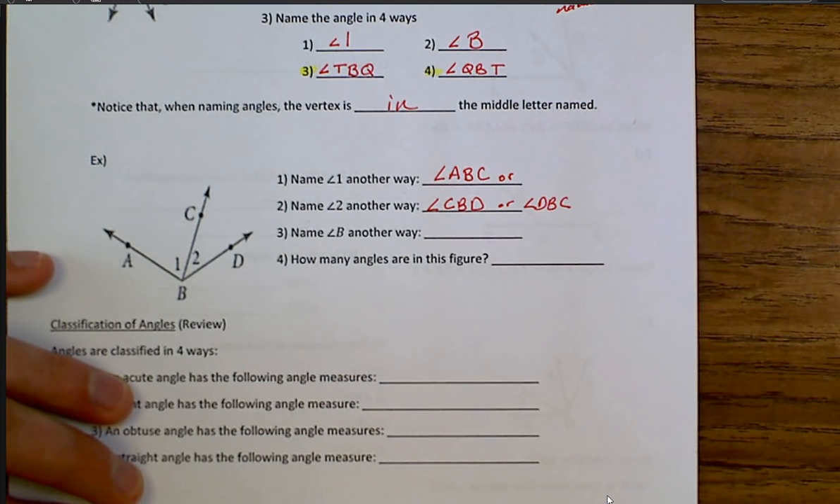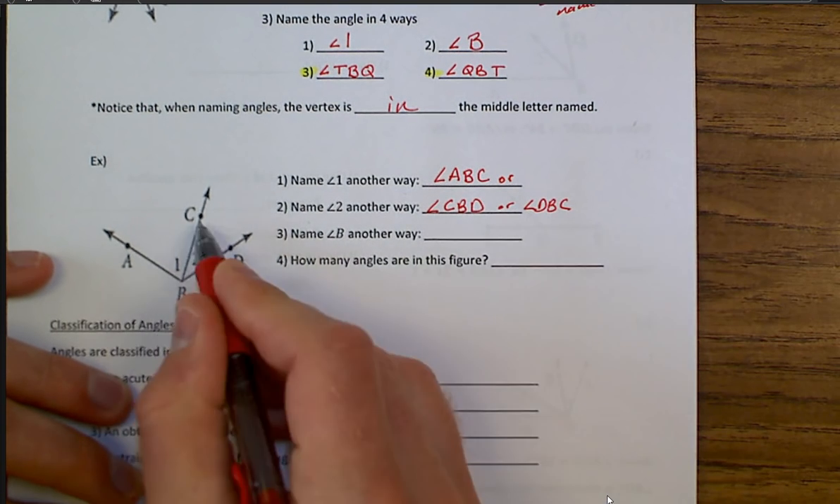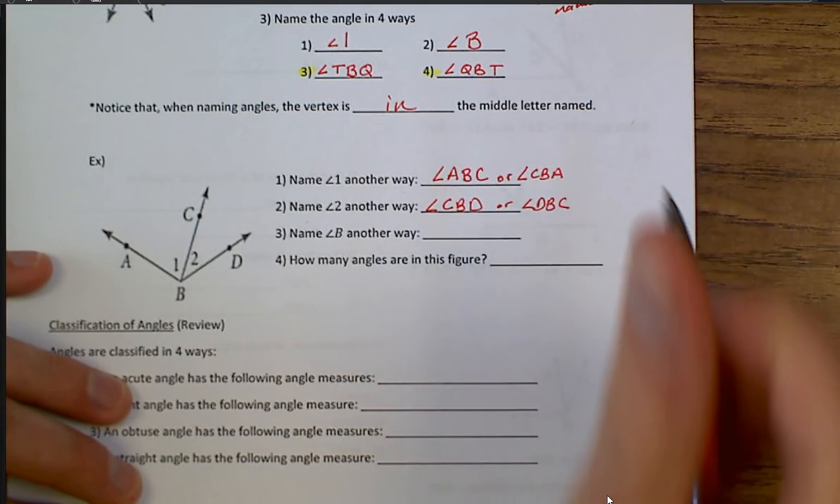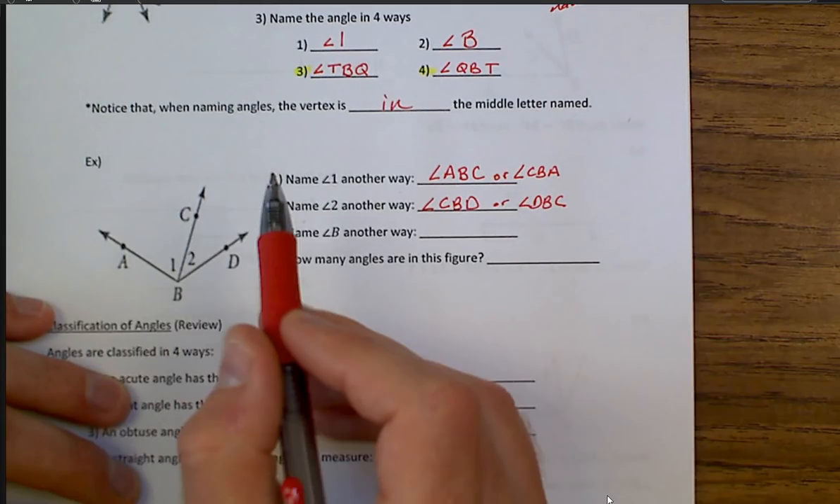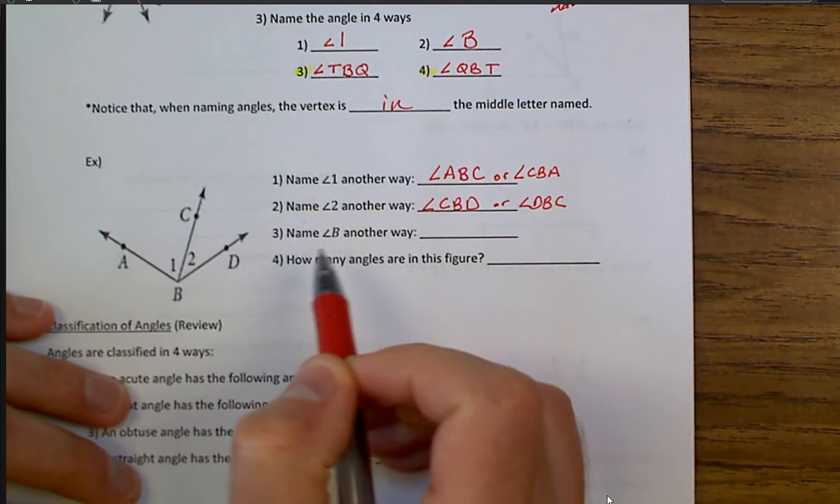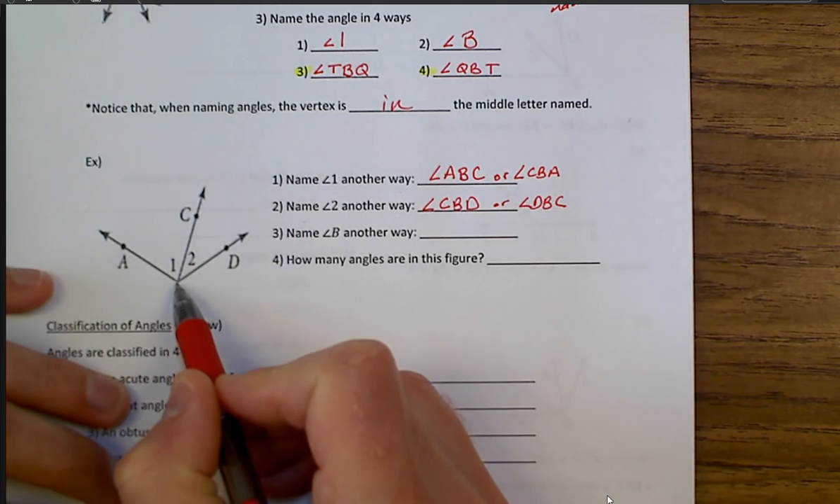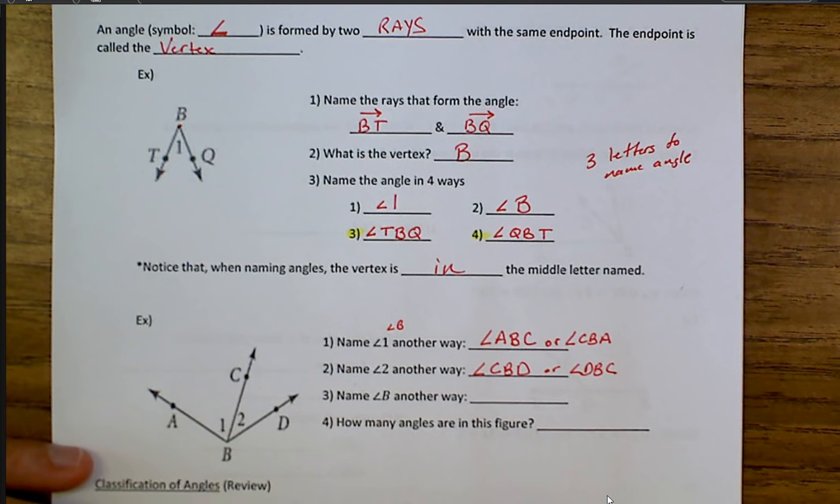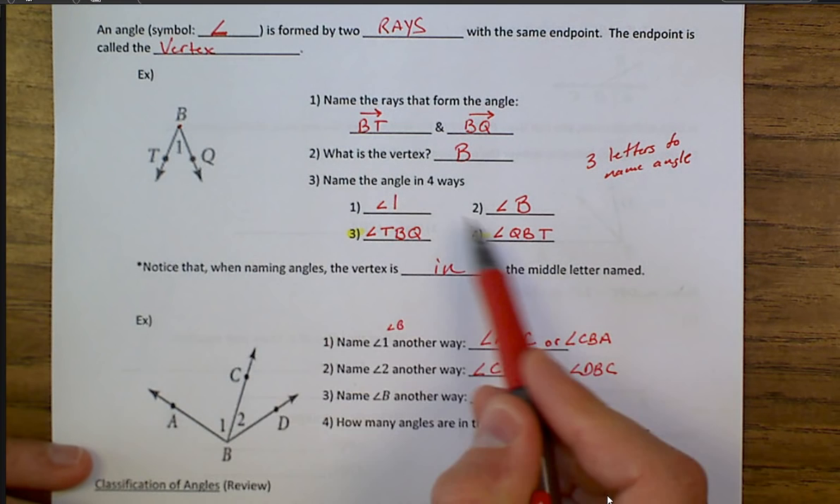Now, I should probably do that at the top. I call this one ABC. I could call it CBA, angle CBA. Now the most common mistake on questions 1 and 2 is naming angle 1. A lot of students are going to say, oh, I'm just going to call it angle B. Well, what's the problem with that? On the first example, we could call this angle B. In fact, that was one of our answers for number 2.